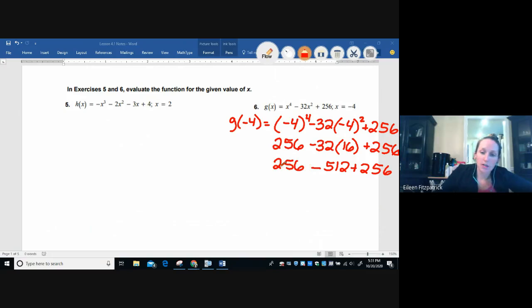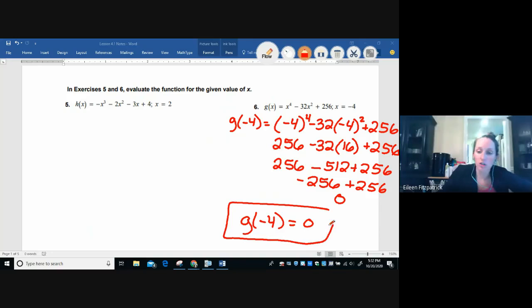All right, so when you take 256 and subtract 512, you're left with -256, and then bring down the plus 256, which gives you a 0. So g of -4 equals 0. Again, that says when I evaluated this function at -4, the output was 0. All right, let's keep on moving along.